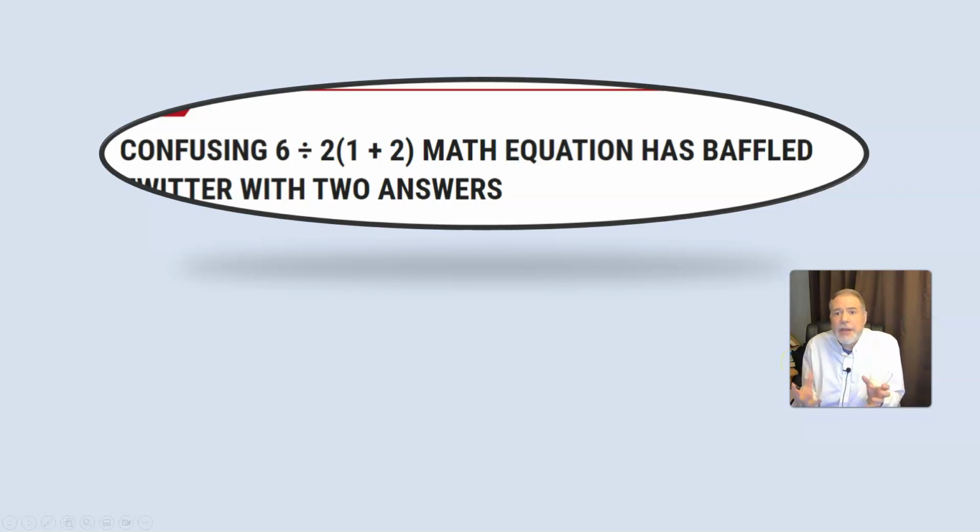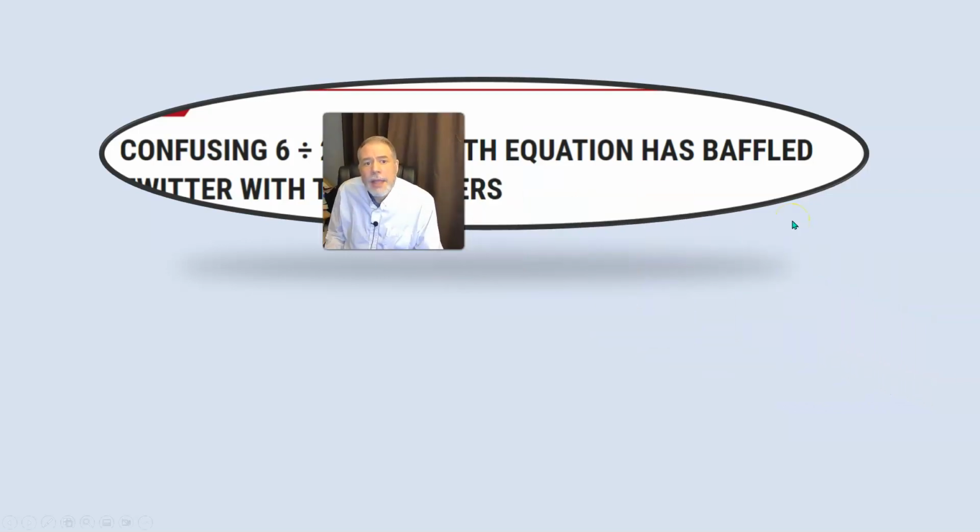And this is something that I see sometimes on social media or even in news articles that really should know better. They talk about something like an expression, but they refer to it as an equation. So something like 6 divided by 2 times 1 plus 2, that's not a math equation. There's no equal sign in it. It's not saying that something is equal to something else. It's just an expression.